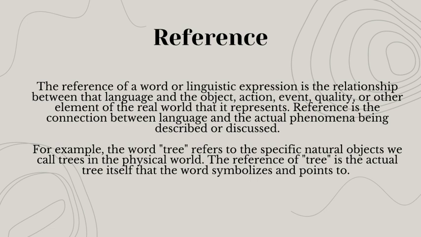Let's move to the examples. The word tree refers to the specific natural objects that we call trees in the physical world. The referent of tree is the actual tree itself that the word symbolizes and points to. Another example would be the word kindness. This word refers to the abstract quality or characteristic of being kind, which exists in the real world even if it's not a physical object.